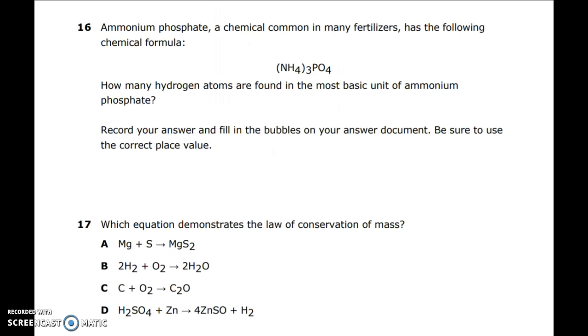16. Ammonium phosphate, a chemical common in many fertilizers, has the following chemical formula. How many hydrogen atoms are found in the most basic unit of ammonium phosphate? Record your answer and fill in the bubbles on your answer document. Be sure to use the correct place value. 17. Which equation demonstrates the law of conservation of mass?